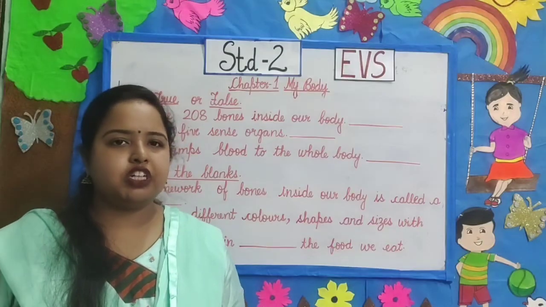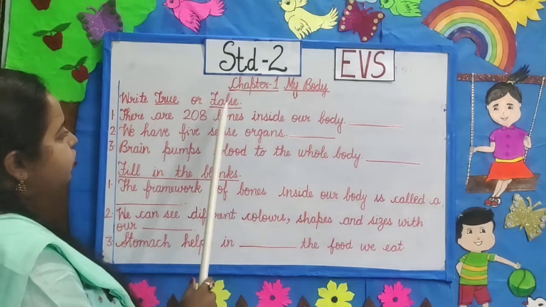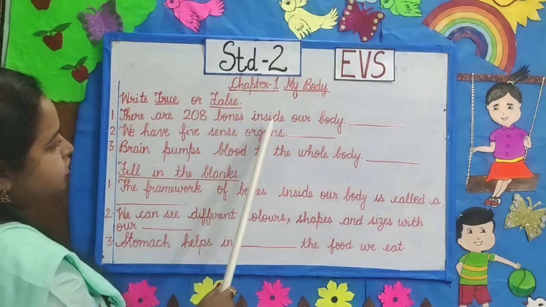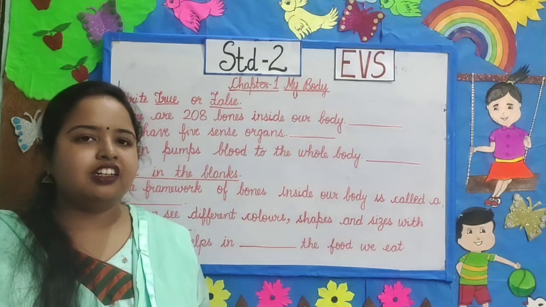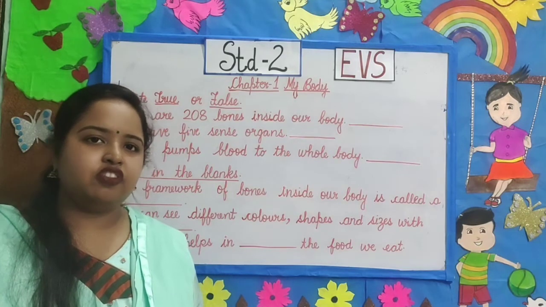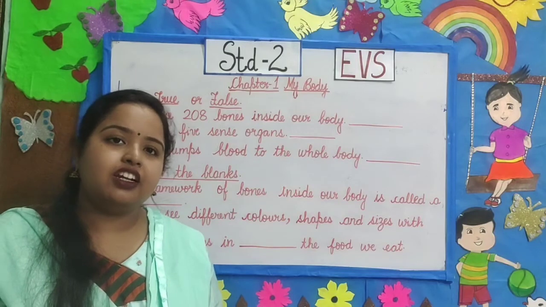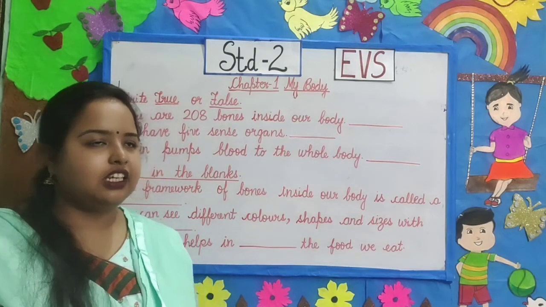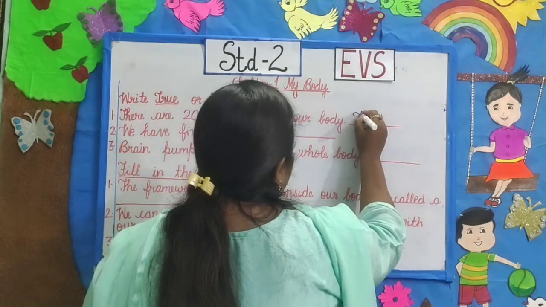Let us see some more questions related to this chapter. Write true or false. Number 1. There are 208 bones inside our body. Is it true or false, children? Yes. Your answer will be false. How many bones are there inside our body? Yes, it is 206. So, here your answer is false.